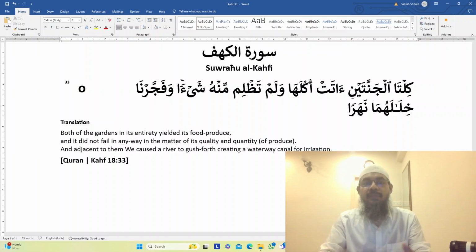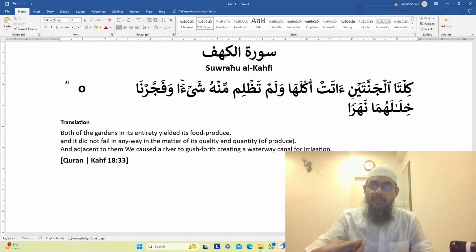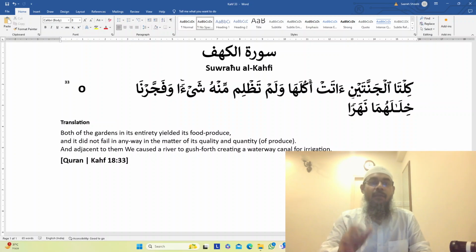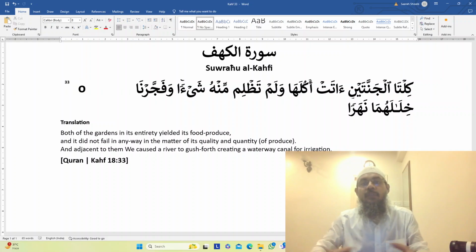And then we need to clarify it further. What is this river doing? Creating a waterway canal for irrigation. That's not really mentioned. Nahar, you can translate as a river. And then you can add to either the river, suggesting creating a river, creating a waterway canal for irrigation, or you can think of it from the Fajjarna part. We caused to gush forth, thereby creating a waterway canal for irrigation. Doesn't really matter. That is implied. That is subtle. We need to understand and appreciate this part. So, وَفَجَّرْنَا هِلَالَهُمَا نَهْرًا, and adjacent to them, we caused a river to gush forth, creating a waterway canal for irrigation. That's what is meant or implied, intended in this verse.